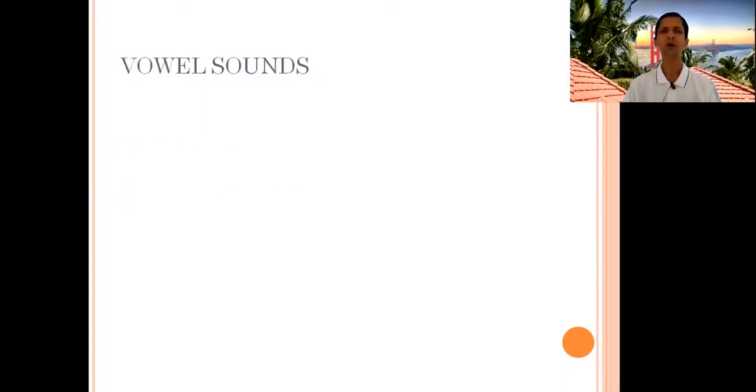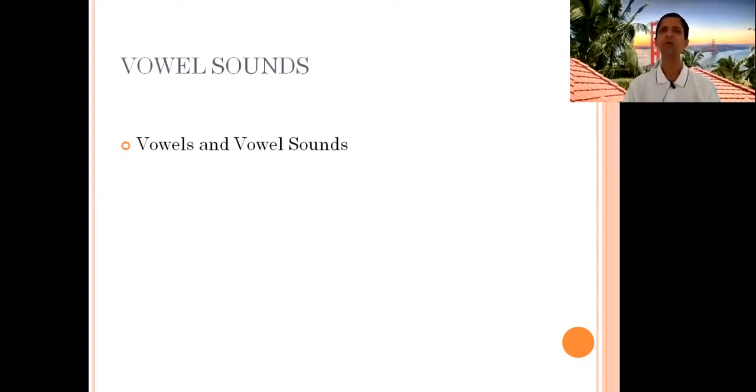Vowel sounds are called so because they do not produce any friction when they are articulated. At this point, we have to differentiate between vowels in the alphabet and vowel sounds in phonetics. These are 2 different things. Vowels in the alphabet are only 5, that is A, E, I, O, and U, whereas we have 20 vowel sounds in the English language. So there is no direct relationship between the vowels in the alphabet and the vowel sounds that we use in phonetics. This is something which we have to be very clear about.